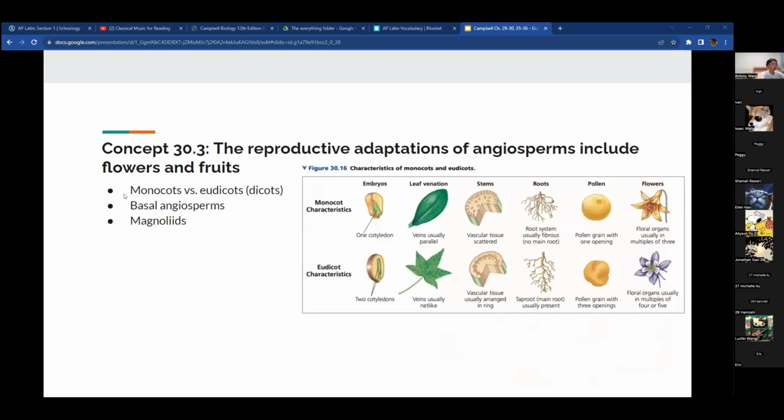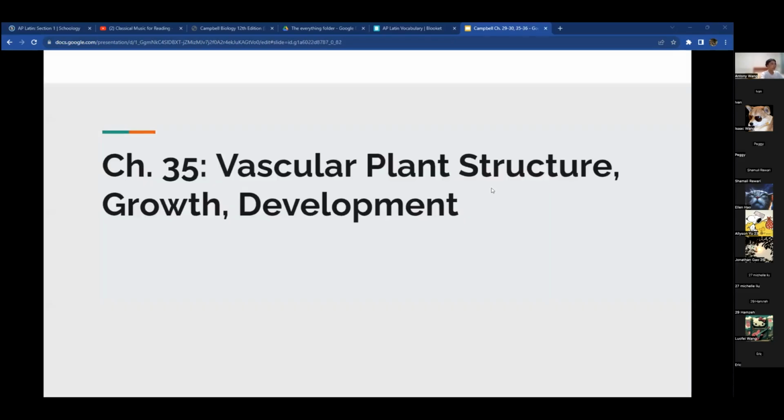Angiosperms can be further divided into monocots and eudicots. So there are two categories. They have distinct morphological differences. If you look at the diagram on the right, you can see that they differ in the number of cotyledons, the orientation of their veins, the arrangement of vascular tissue, what kind of roots they have, their pollen grains, and flower petals. All right. The rest, these two, you probably don't need to know. Not as important.